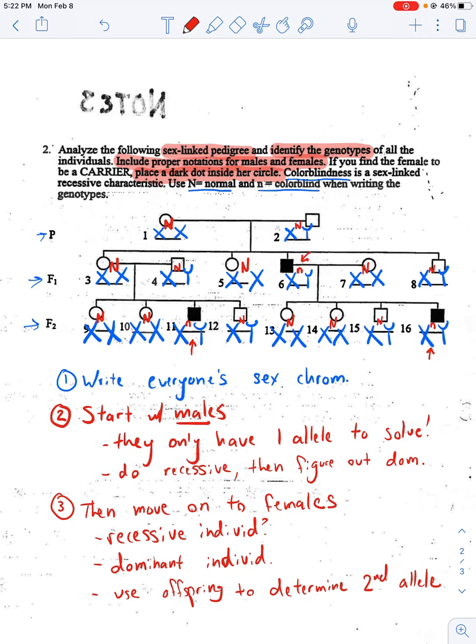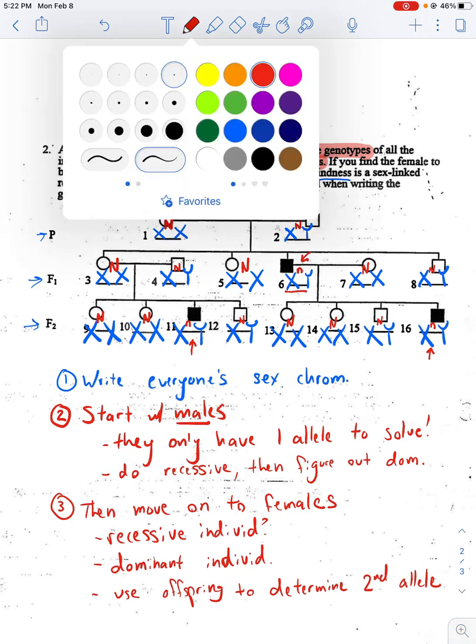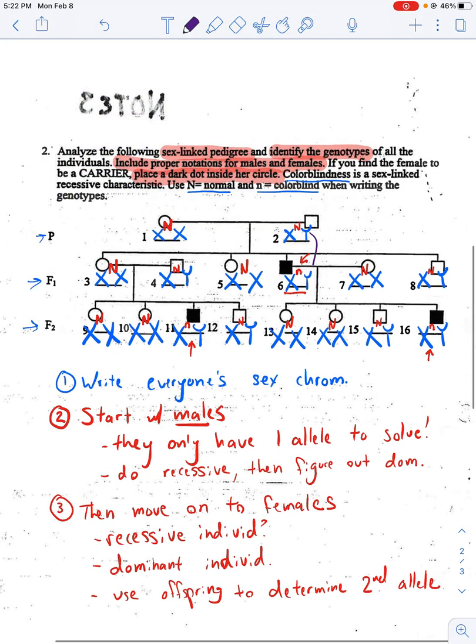So for all of the boys, remember that the X chromosome came from their mother. That's helpful because, for example, number 6, this Y chromosome, and I'm going to change colors again, came from the father to his son, which means that this little n, and number 6 is the son of number 1, must have come from his mom. So that means that number 1 is a carrier for color blindness. She passed on the little n allele to son number 6.